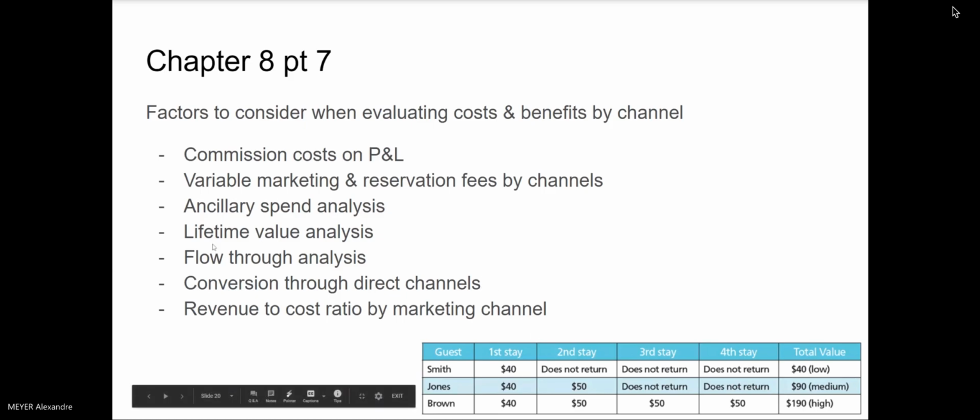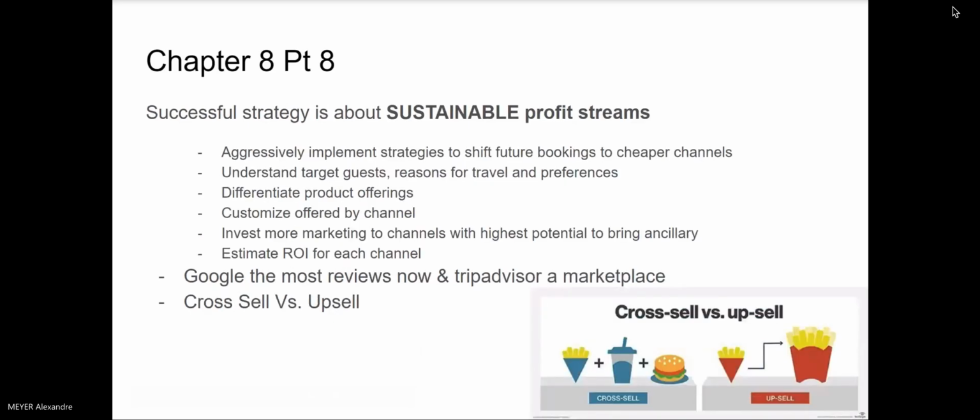Conversion to direct channels: you have to look at which channel brings you the most people, because if it's an OTA with a high commission, you can try to negotiate the commission. And you look at the revenue to cost ratio by marketing channel. So you look at which one is the most cost heavy or the most revenue beneficial for you.